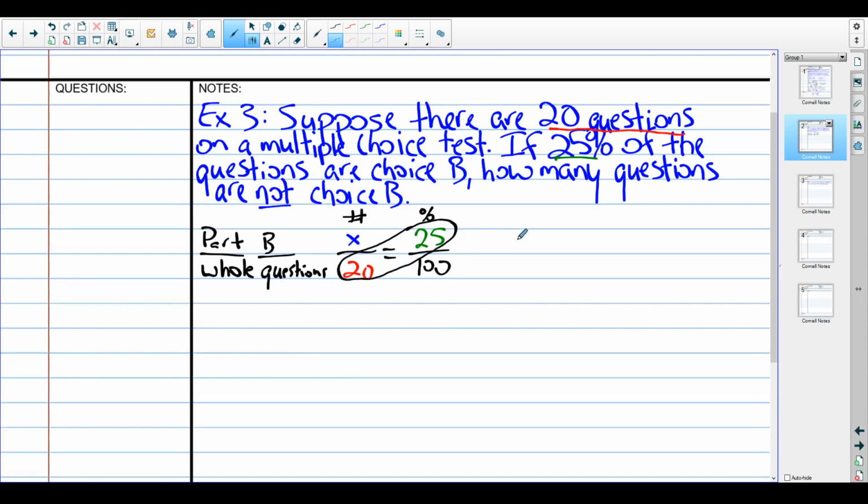Cross multiply here. I'll keep writing it just in case people don't know why I keep circling these numbers. And divide. So 25 times 20.